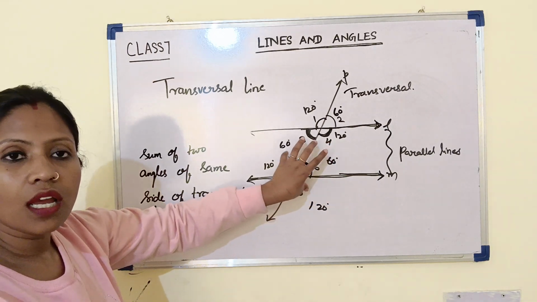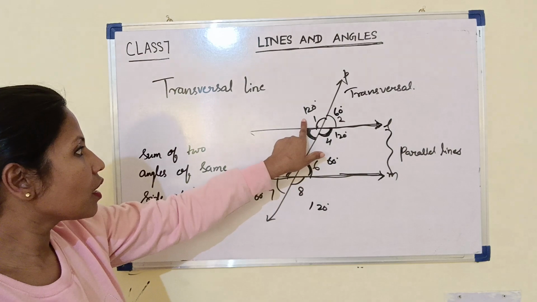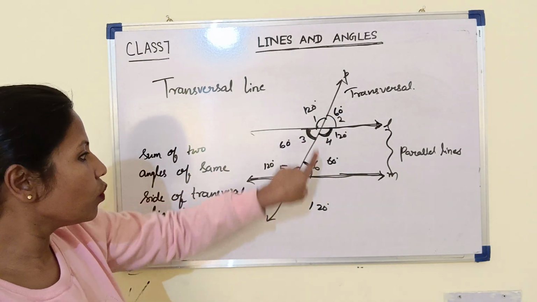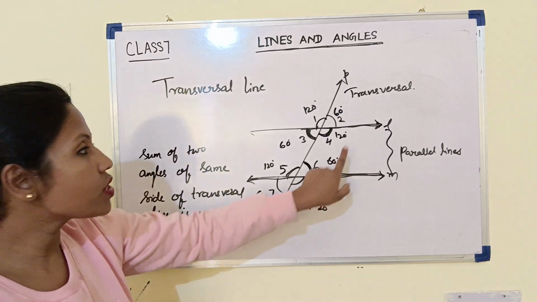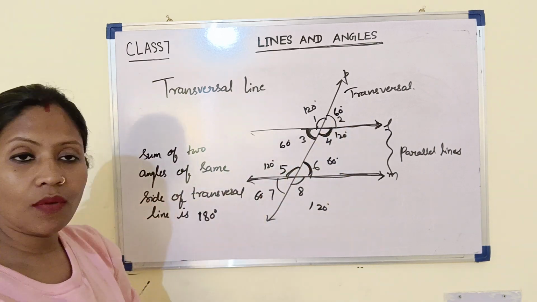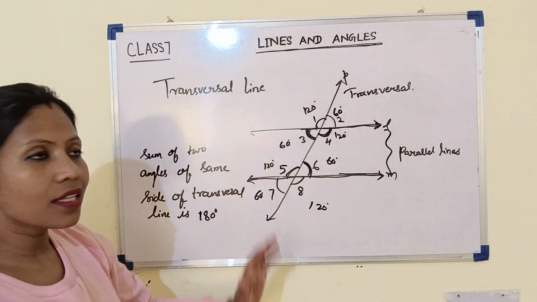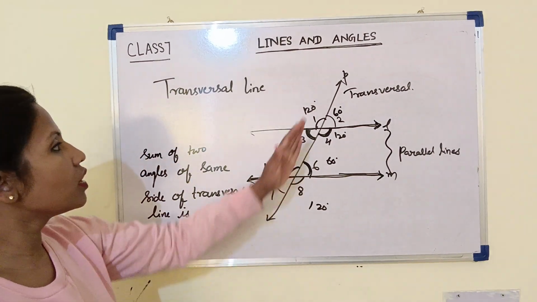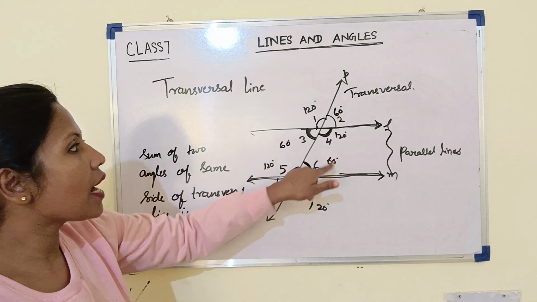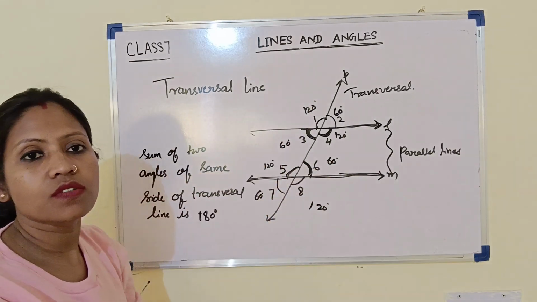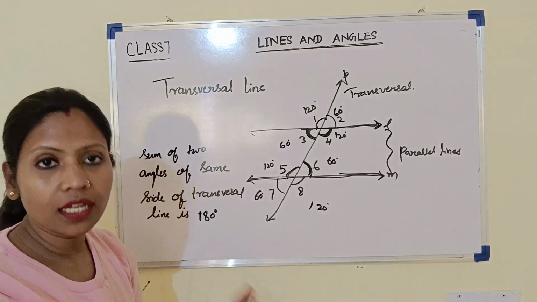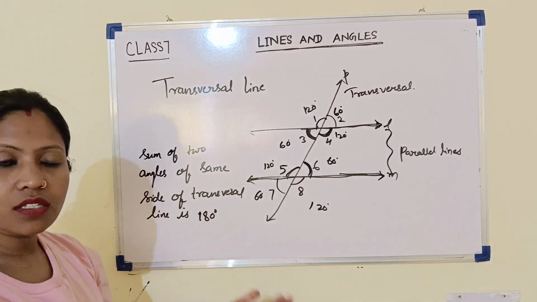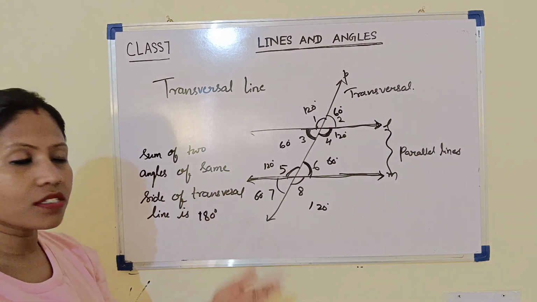These 4 are interior alternate angles. Then we learned about exterior alternate angles. Angle 1 and angle 8 are alternate to each other. Angle 2 and angle 7 are alternate to each other. And these alternate angles are equal in nature. Okay. Then we learned the sum of two angles of the same side of the transversal line is 180 degree. And previously we have learned complementary angle, supplementary angle, linear pair, adjacent angles.